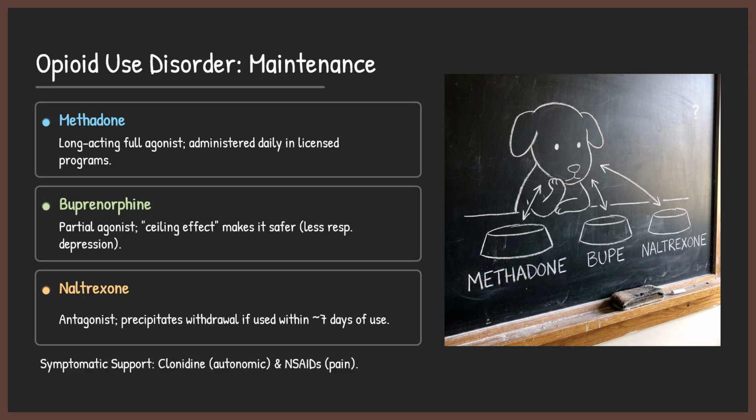For symptomatic support, especially with opioid withdrawal, clonidine can be used to help with symptoms, and then NSAIDs can be used for pain.